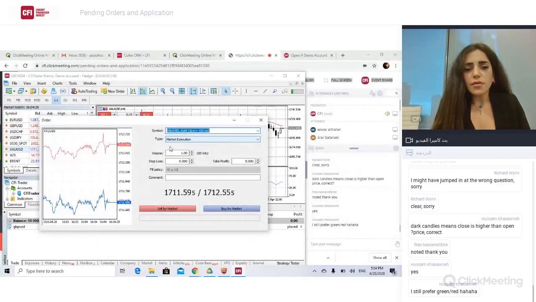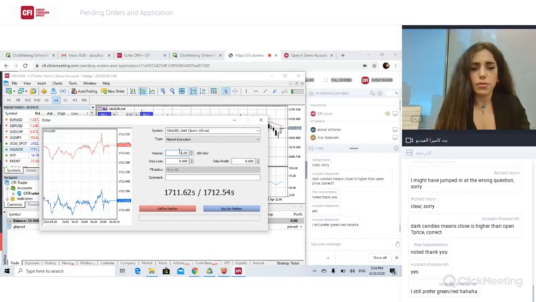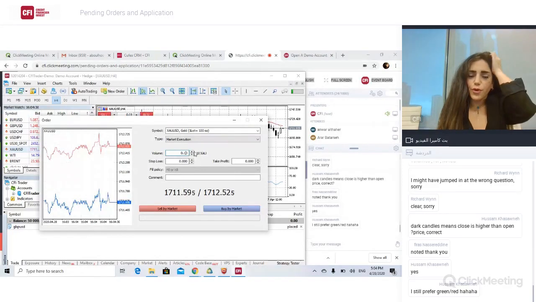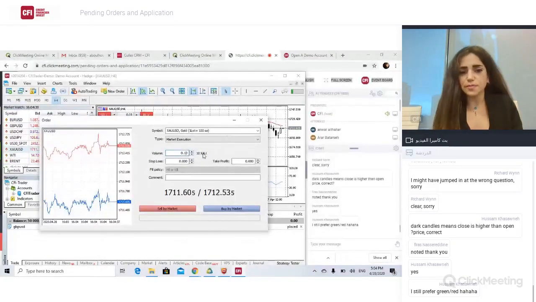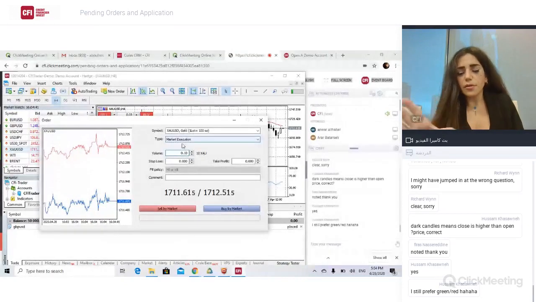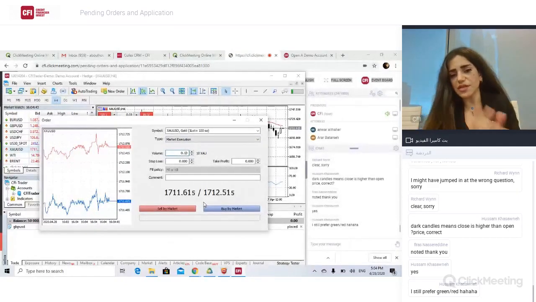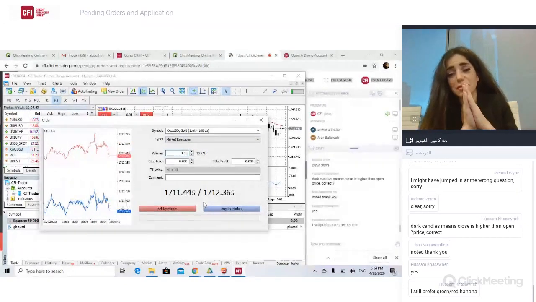Okay, volume 1 means 100 ounce. I'm going to go for, let's say, 0.1, not 1. So that's 10 ounce. I'm going to buy without putting my stop and take profit, but please never do that. We're going to go back and modify.